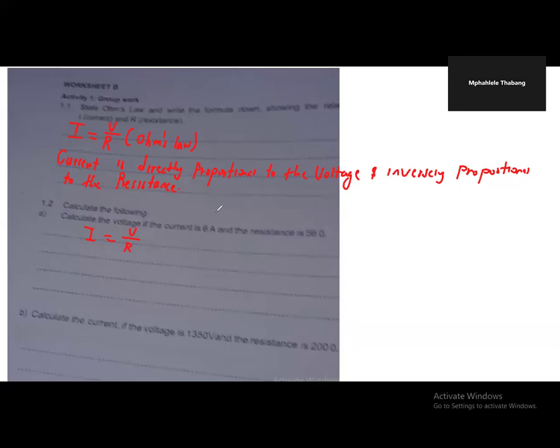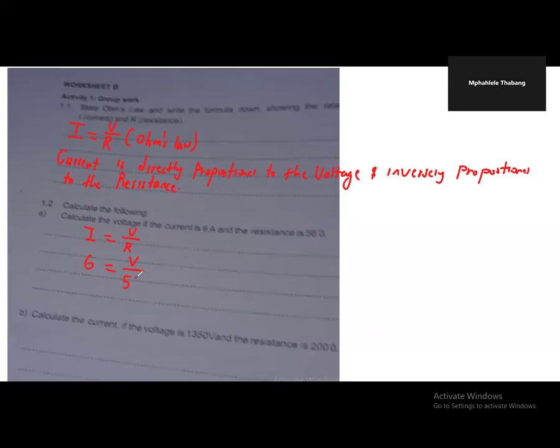We know that the current I is 6, and we know that the resistance is 56. I don't think it's 560. I think they wanted to say 56 ohms, but now it's written 560. I think they wanted the unit there. I think the resistance is 56.